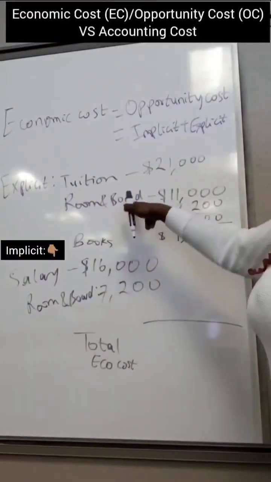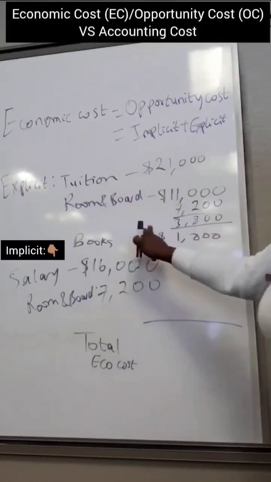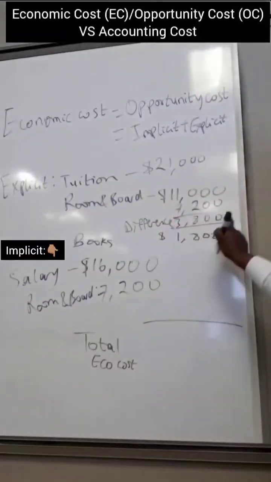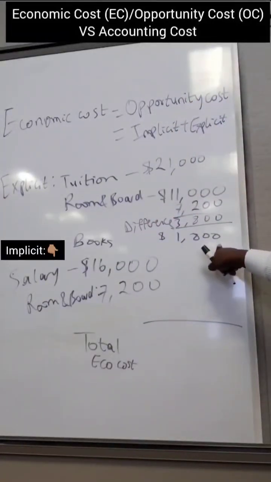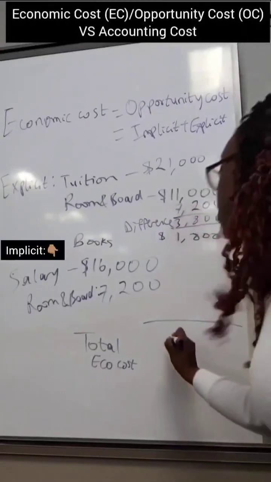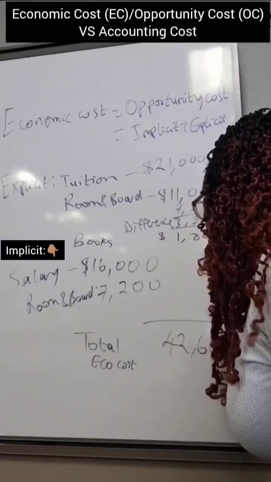So the addition of your tuition plus the difference between your room and board plus your books and your salary gives you your total economic cost, which should come down to 42,600.